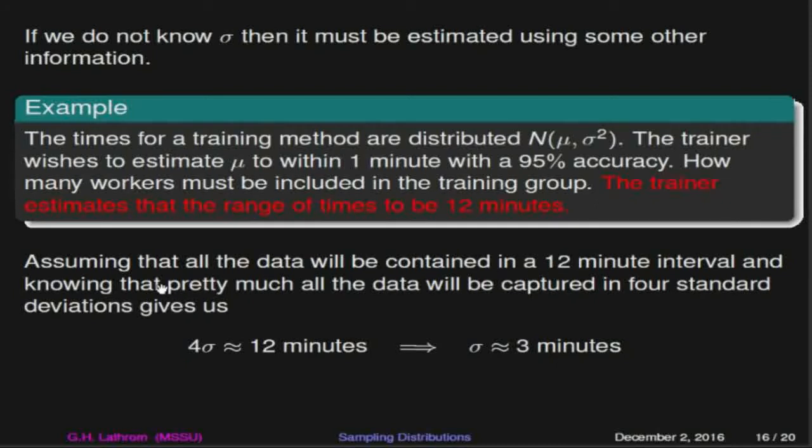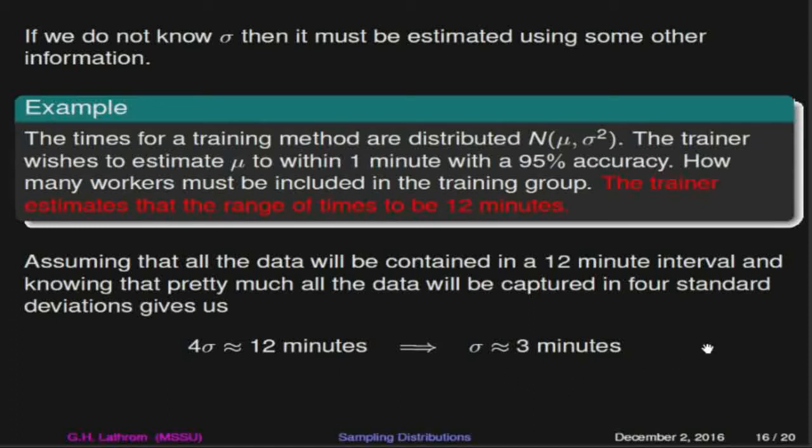Well, since the range is going to be in a 12-minute interval, then pretty much we know that all of the data, for all intents and purposes, is going to be captured within, say, 4 standard deviations. So here's where we're doing our estimate. We're assuming 4 standard deviations is going to be our range of 12 minutes, and that gives us a value of sigma of about 3 minutes.